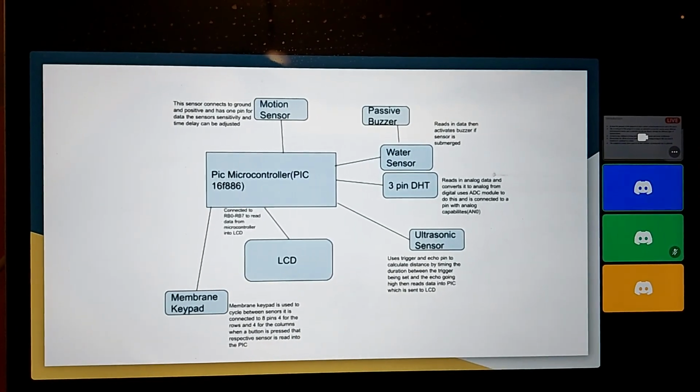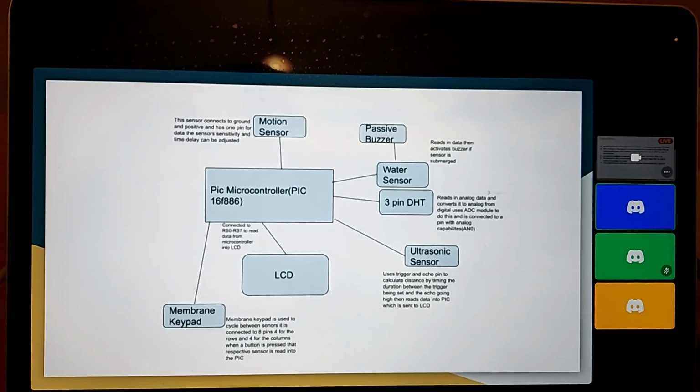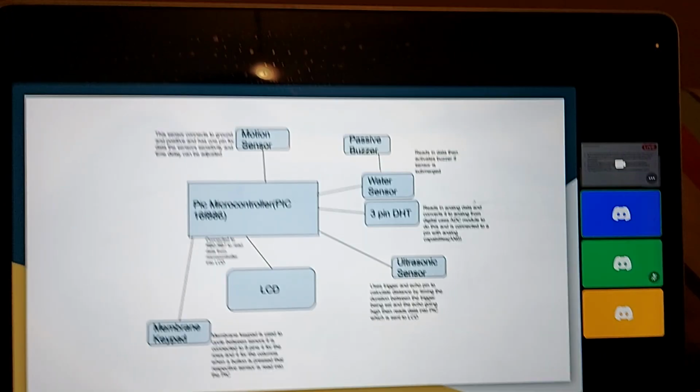We also had an ultrasonic sensor, which uses 4 pins. One is positive, one's a ground, and then one is the trigger and one is the echo.